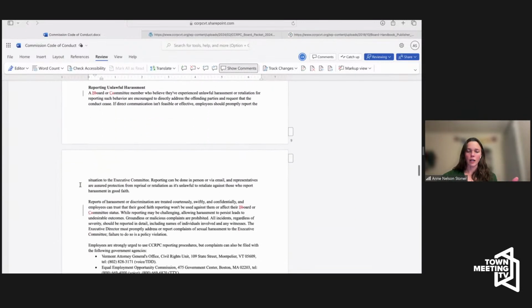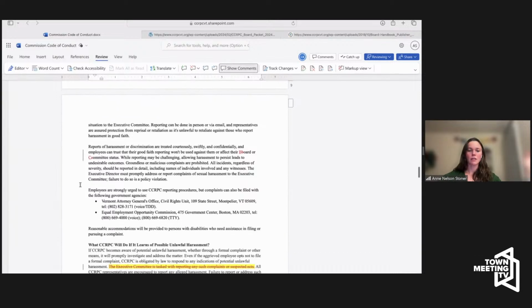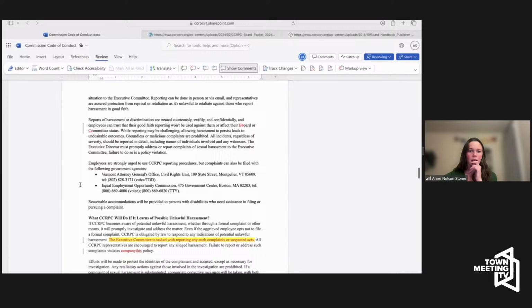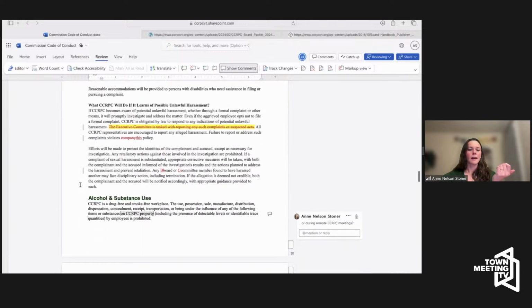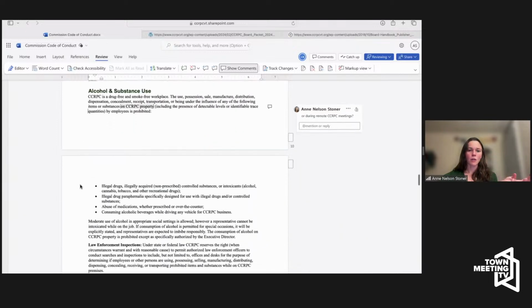A note on reporting unlawful harassment. This section is separate from our own conflict resolution process because there are some legal requirements that come with reporting unlawful discrimination or harassment. So that's why this section is a bit different. Okay, a note on alcohol and substance use, drug use on CCRPC property or while at work or engaged in CCRPC work.